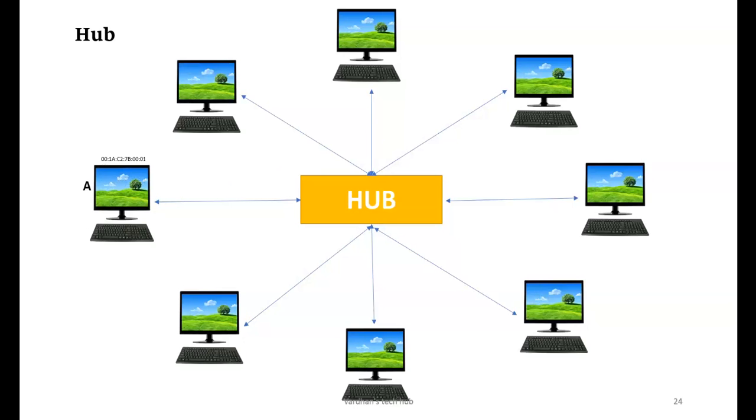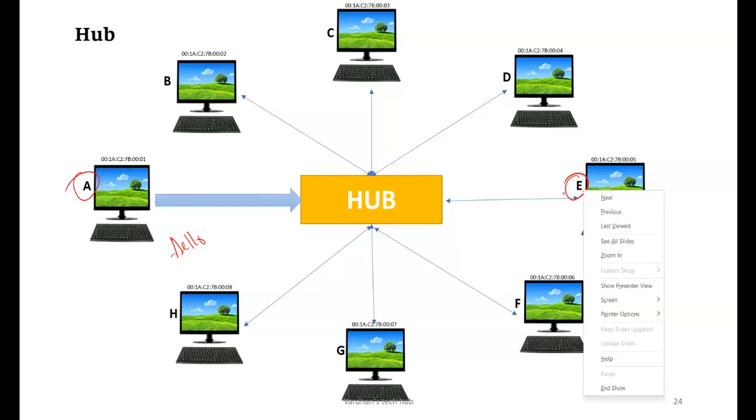Suppose let's keep some names for all the computers: computer A, B, C, D, E, all these things. Here computer A is sending some information. Computer A wants to send information to computer E only. So these devices want to communicate with each other. It's sending a hello message to E.